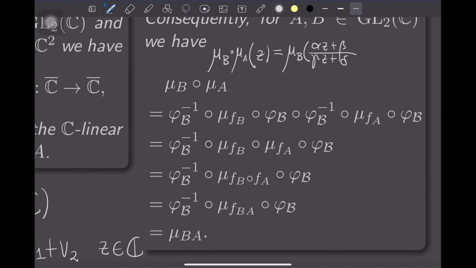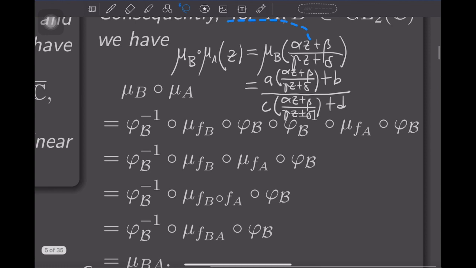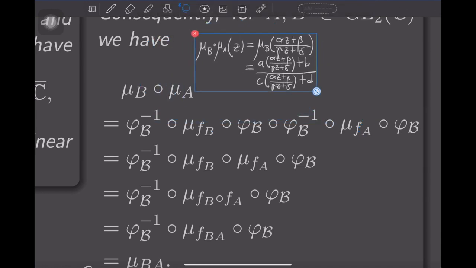And then this would be, let's say, A times (alpha Z plus beta divided by gamma Z plus delta) plus B, divided by C times (alpha Z plus beta over gamma Z plus delta) plus D, right? And then somehow one just starts doing the computation and rearranging things.